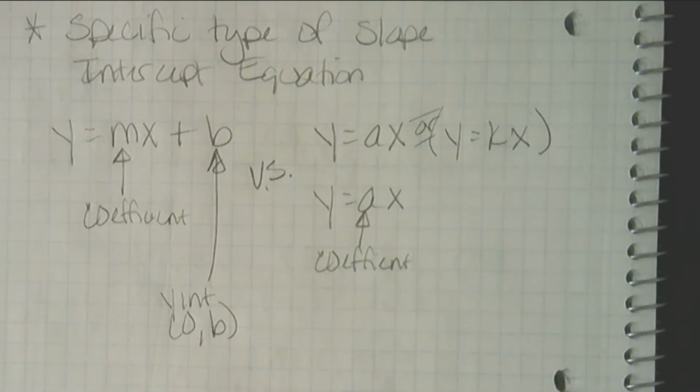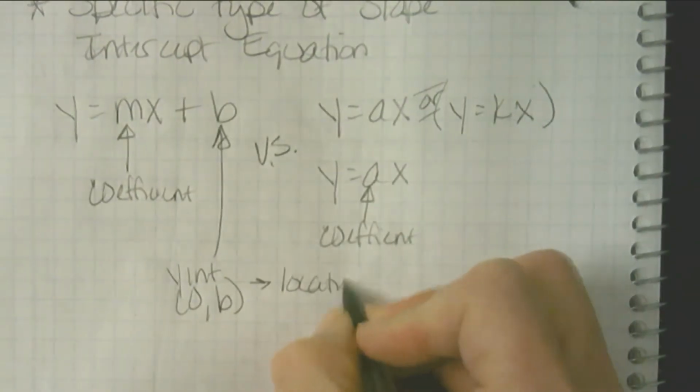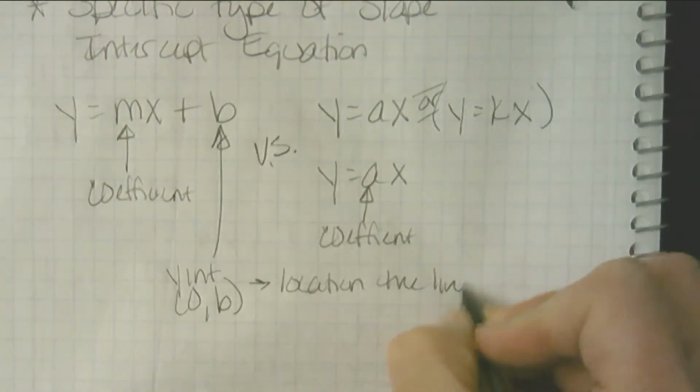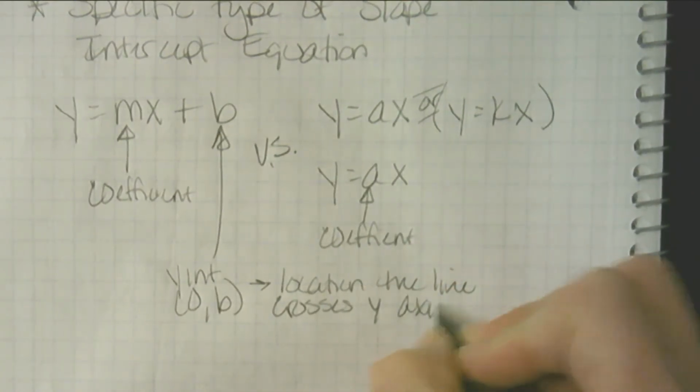Lily? It is where you start, but where's every y-intercept? It's on the y-axis, so it's where our line crosses the y-axis. How many of you guys would agree with that? Okay, so our y-intercept is the location the line crosses the y-axis.